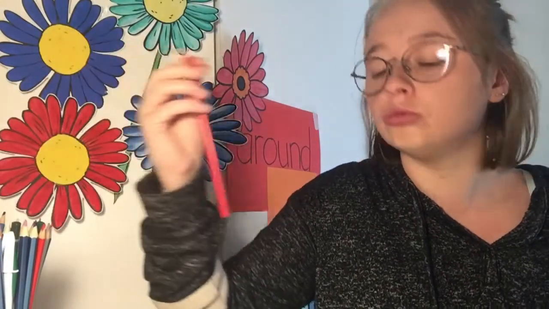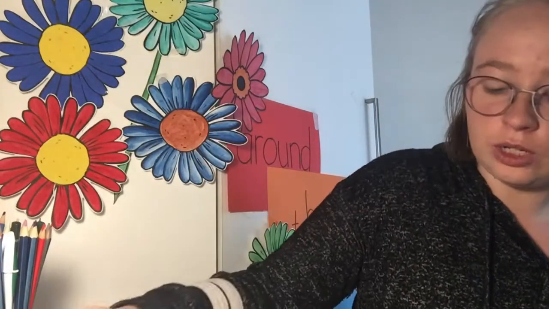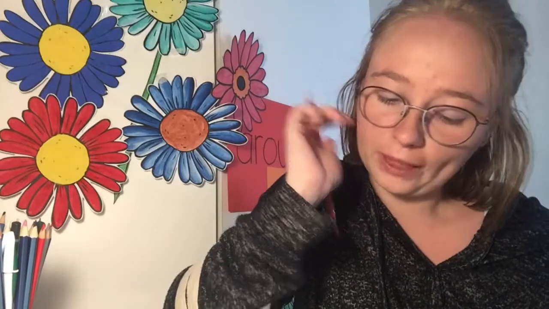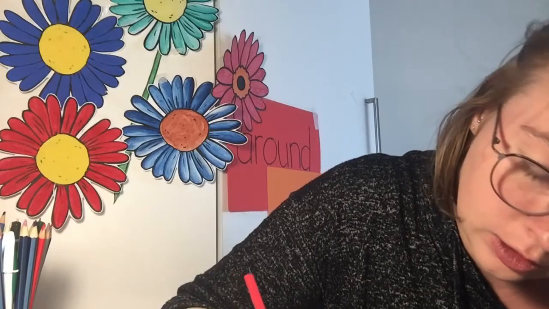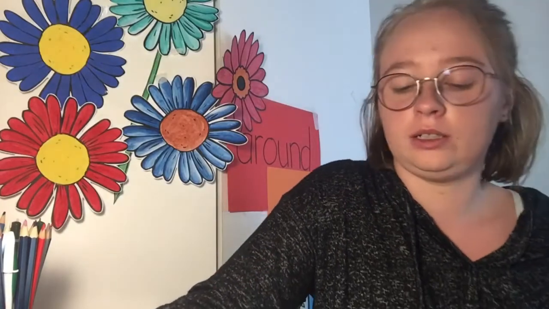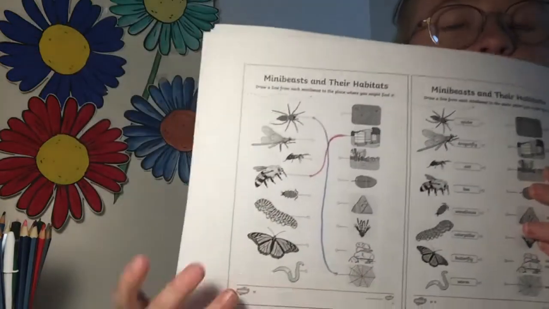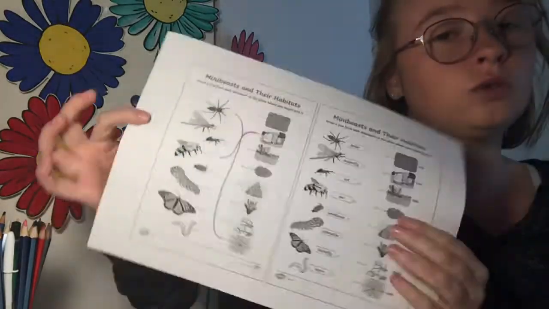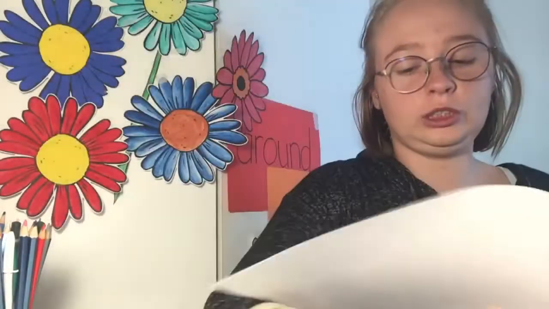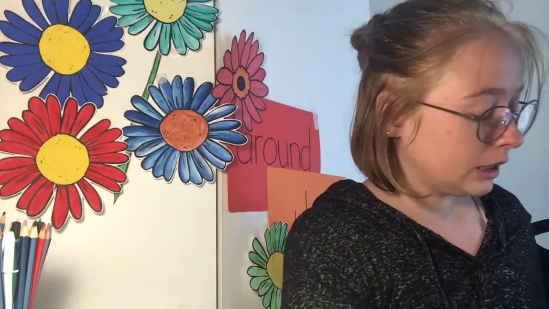So let's do a red. Where do I think the bee lives? I think the bee lives in a beehive. So then you make your second line. So you're going to keep doing that until you filled your whole worksheet. Now on to the next worksheet.